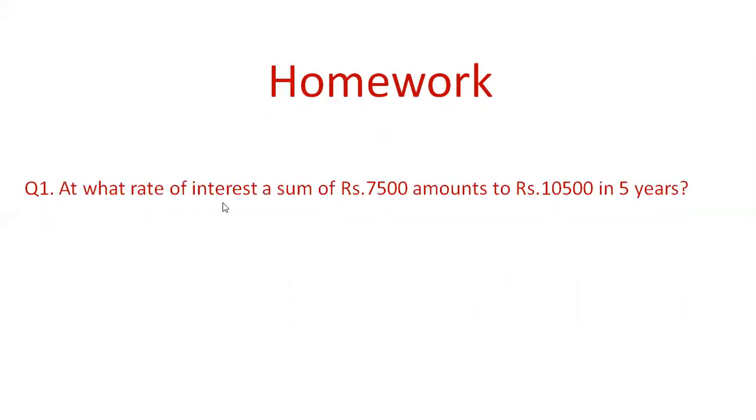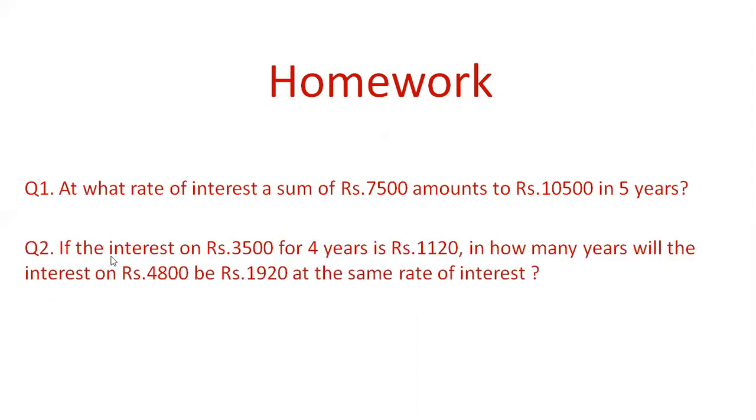And here is the homework, that is the assignment. At what rate of interest will the sum of rupees 7500 amount to rupees 10,500 in 5 years? As I told you, this is the amount and this is the principal. From the amount, if you subtract the principal, you will get the interest. That interest will be used in the rate. Rate equals I into 100 by principal. 10,500 is the amount and 7,500 is the principal. This principal will be used there. Then rate of interest equals interest into 100 by principal, 7,500, into time, 5 years. Then you will get the rate of interest.